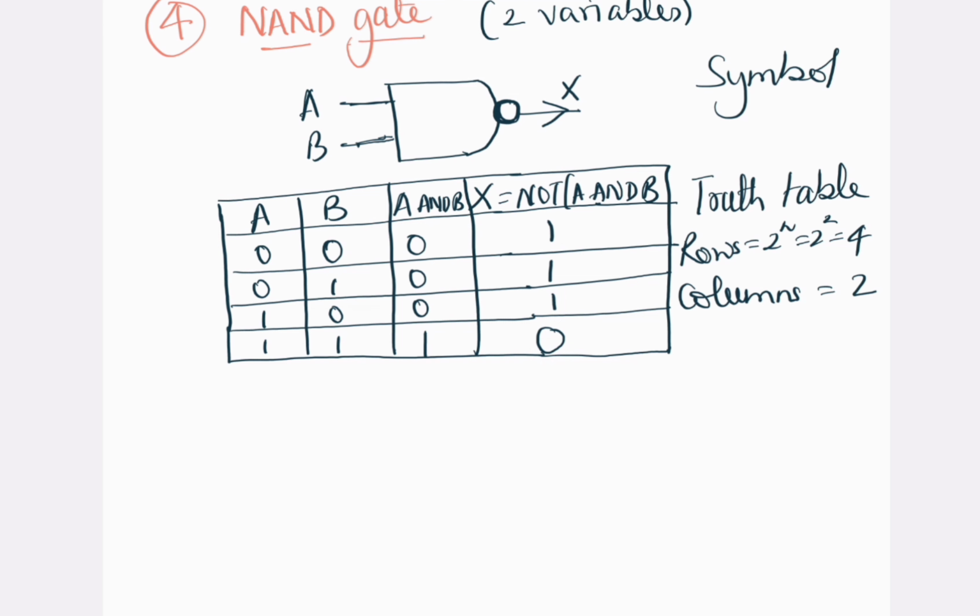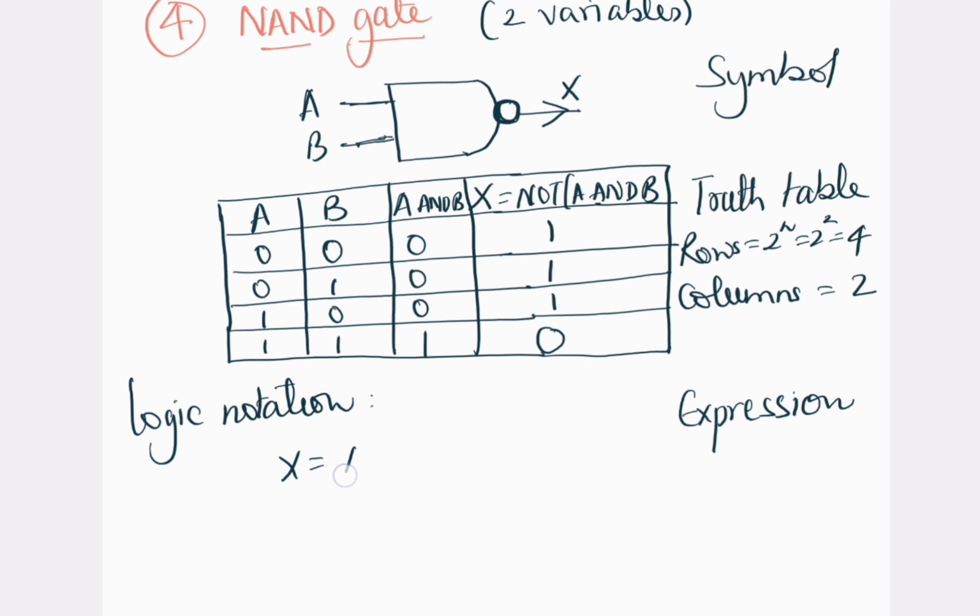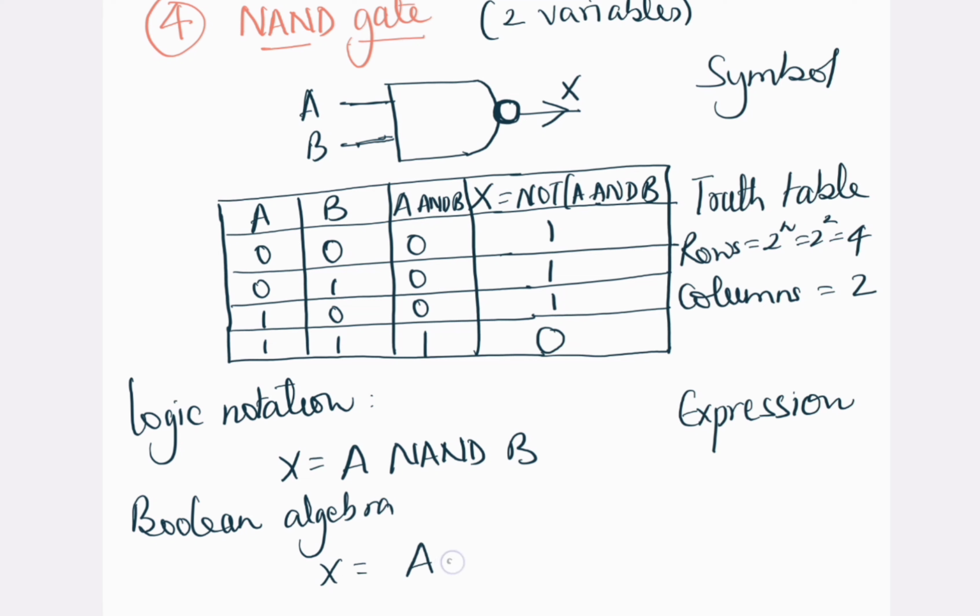So now to put it together, let's have a look at the expression. The logic notation, how do we write this? X is equal to A NAND B. We are going to use the same name as given on the top. The Boolean algebra: X is equal to, if you remember, the AND gate, we are going to use the dot sign, the multiplication, A dot B, and the NOT. This is how it's read, A NAND B.